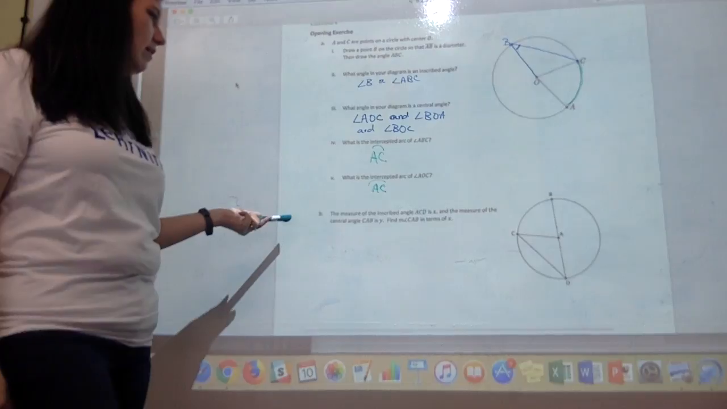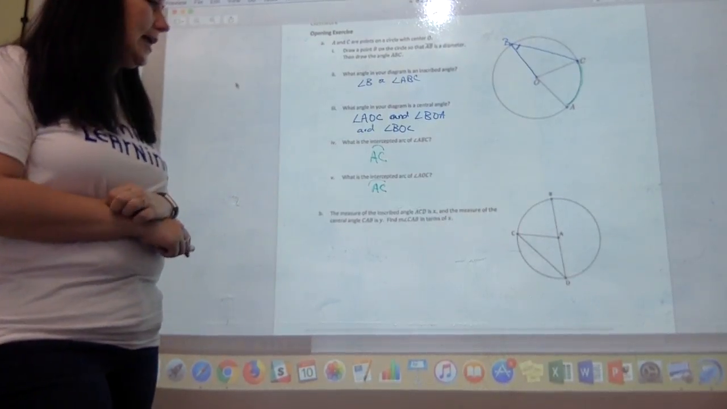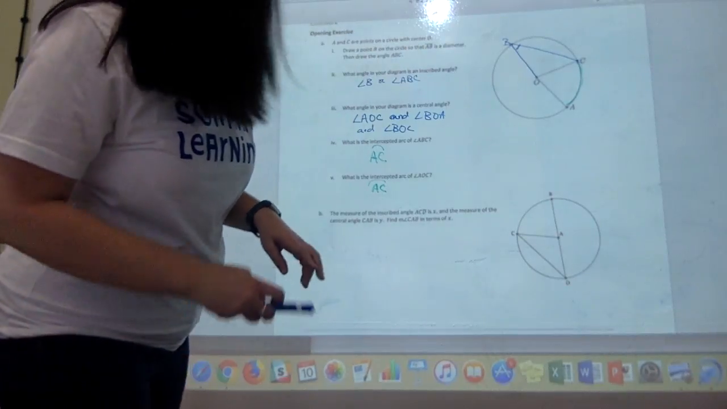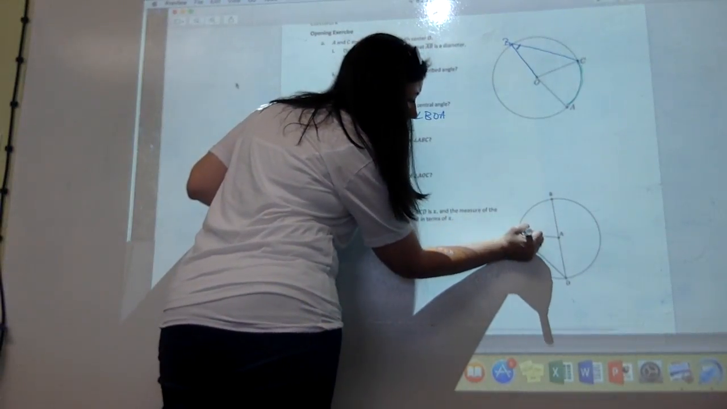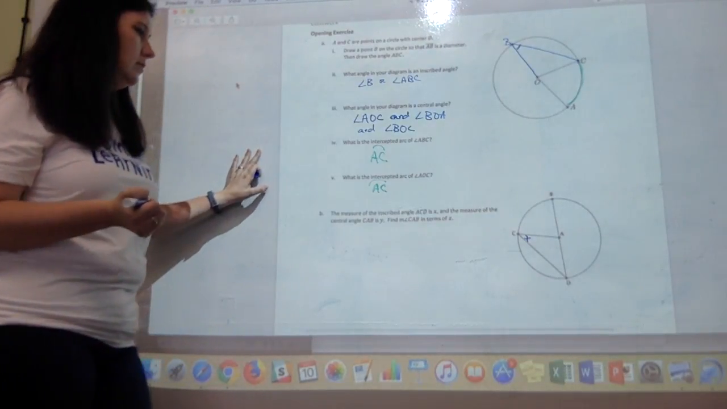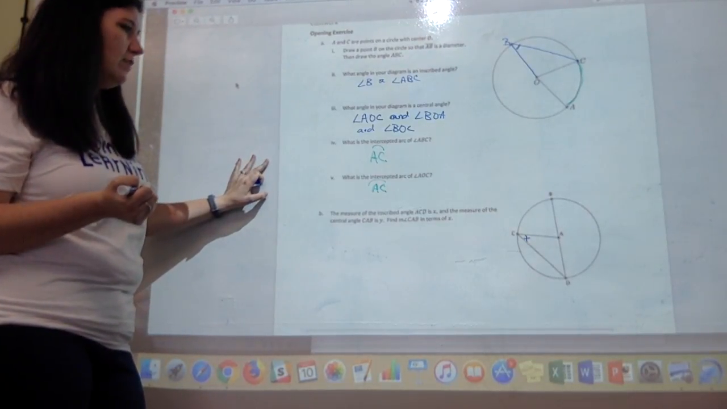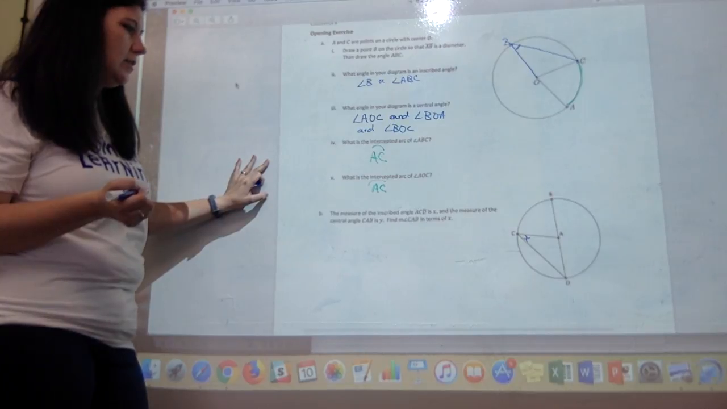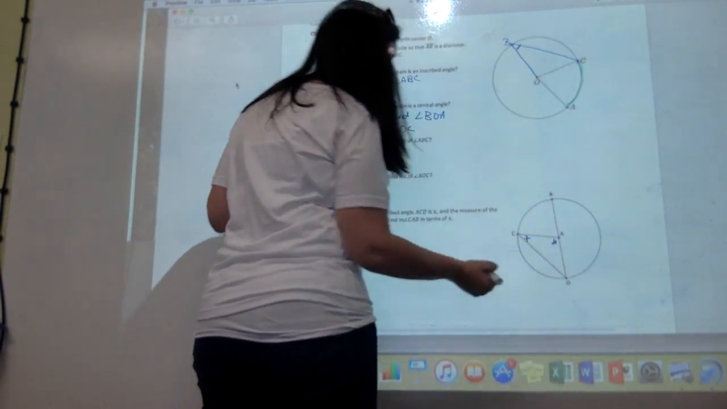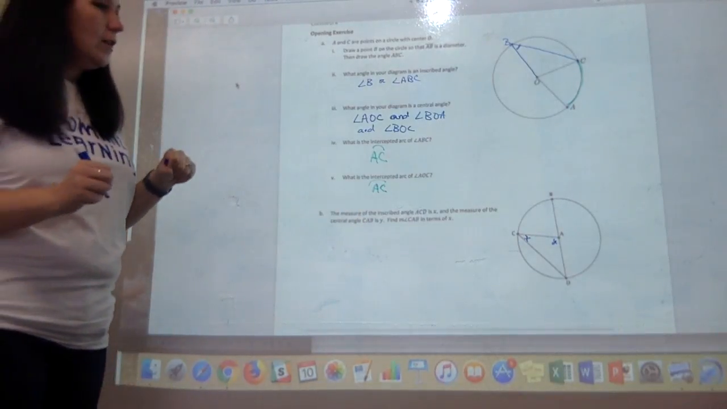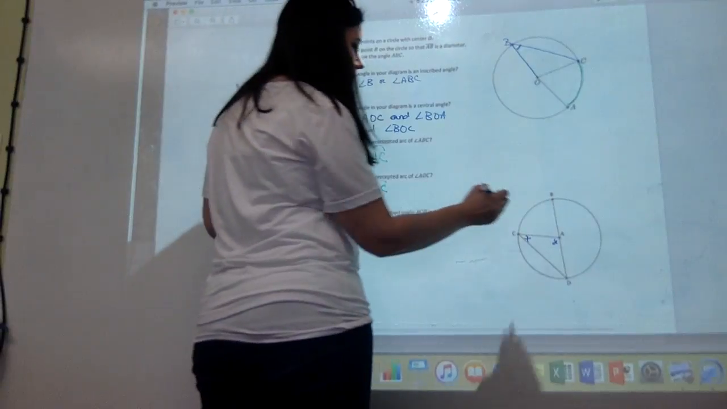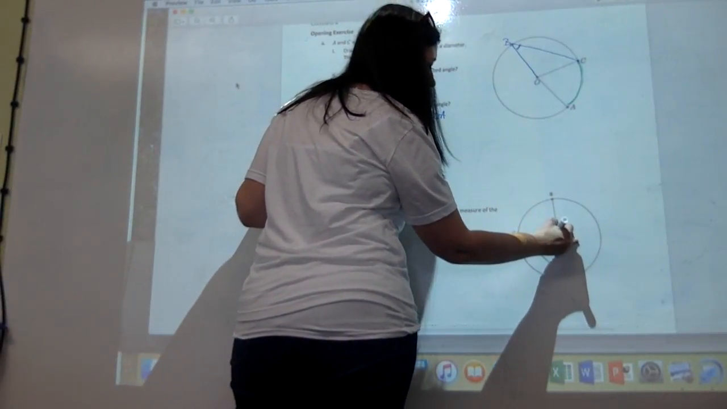Okay, so now we're going to look at this. The measure of the inscribed angle ACD, everybody see ACD in this bottom circle? We're saying this angle right here is X. And the measure of the central angle is Y. They want to know what's the measure of angle CAB in terms of X.